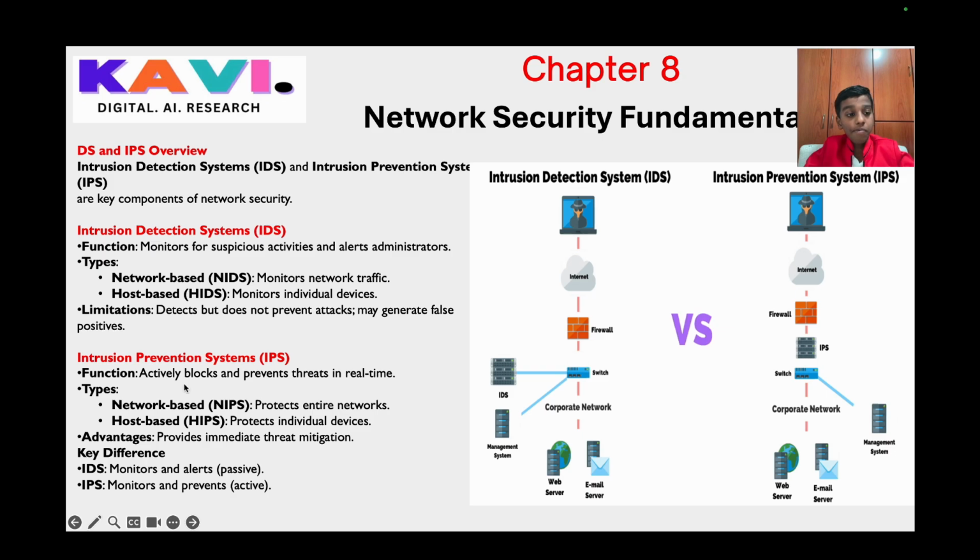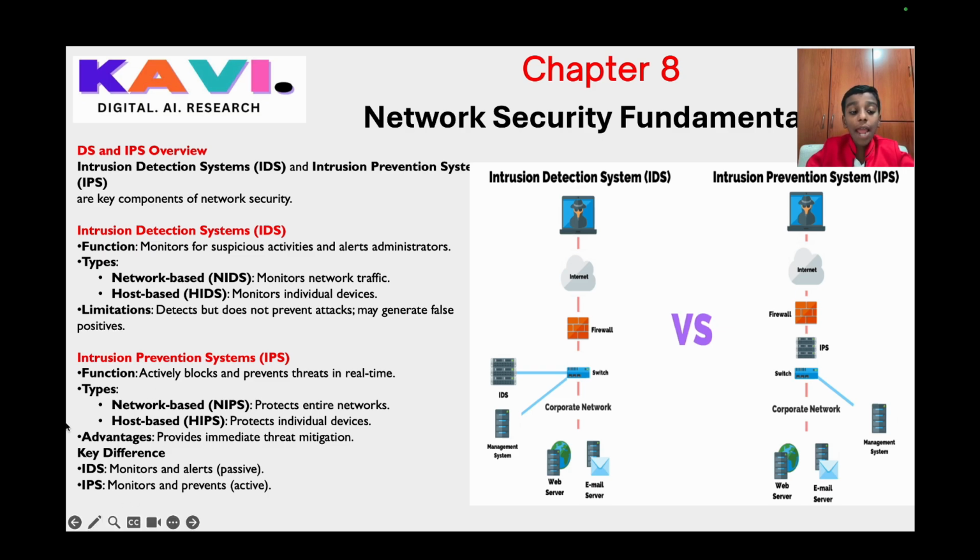Now let's move on to the limitations of IDS. The limitation of IDS is that it detects but does not prevent attacks, and it may generate false positives, like false information. So as you can see here, now let's move on to IPS. What is the function of IPS? The function of IPS is that it actively blocks and prevents threats in real time.